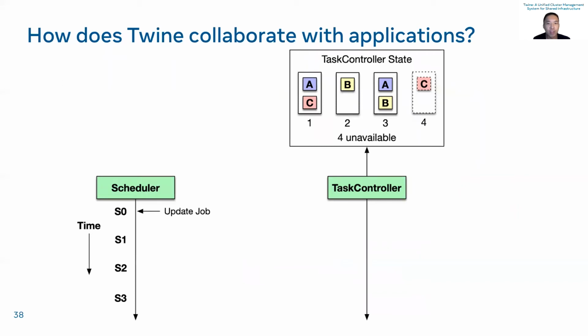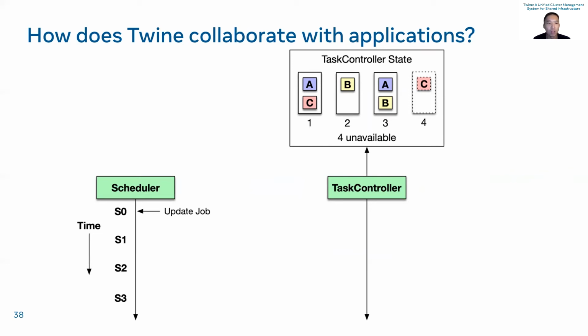If a job specifies a task controller, the Twine scheduler will notify the task controller to decide which operations on tasks to perform and which ones to delay. In this example, the task controller keeps track of the sharded service's data placement and which tasks are unavailable. Let's walk through an example of how a task controller orchestrates a software release.